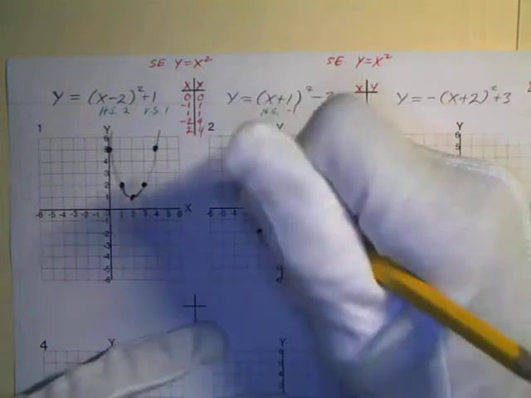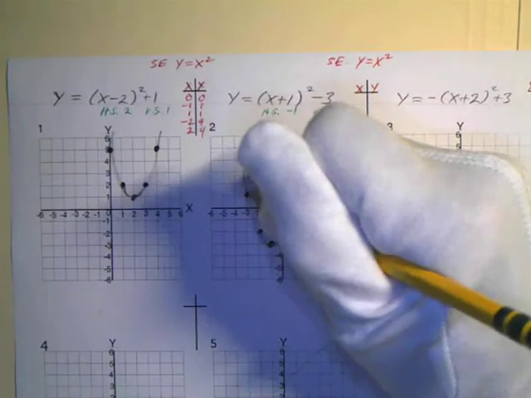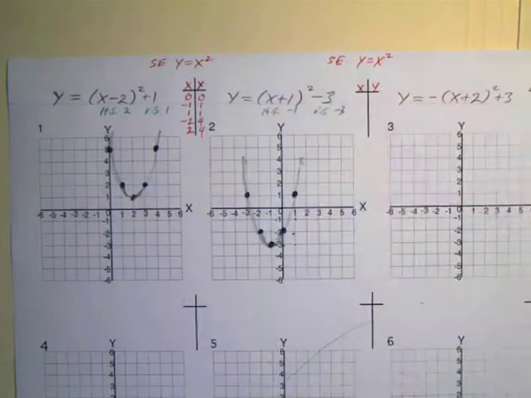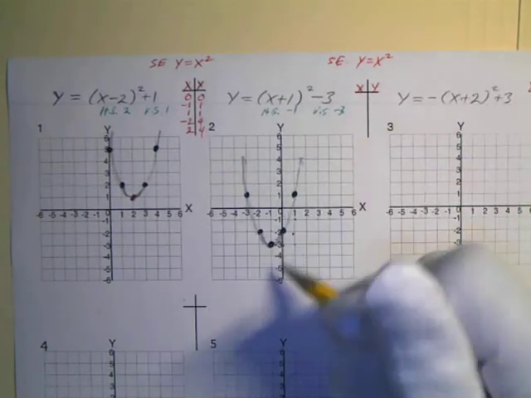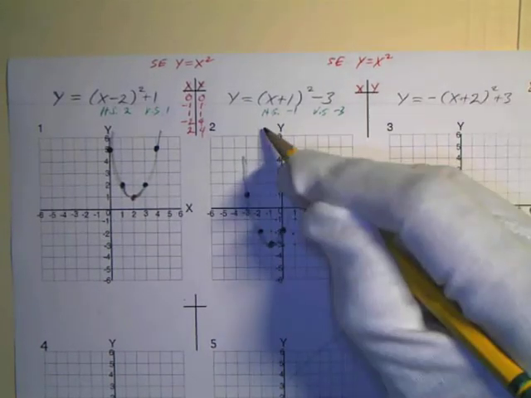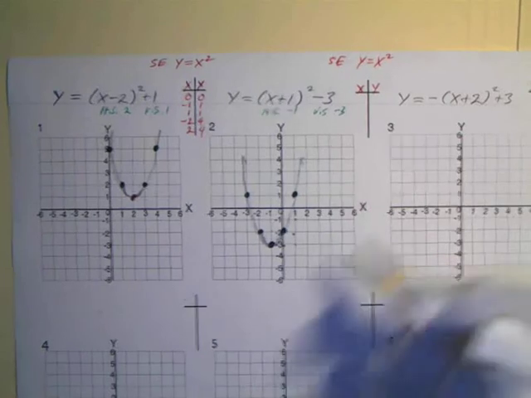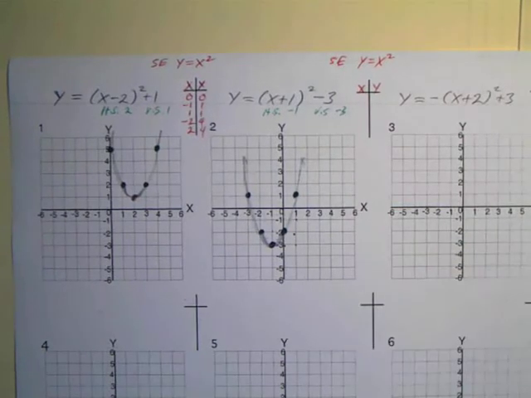And these have to keep going out. This was a little bit bad over here, so I can fix it a little bit. That's why we use a pencil. So it's symmetrical. It's very symmetrical. Remember, the axis of symmetry is right down the middle. It goes right through the vertex. And it would be symmetrical on both sides of that. Okay?